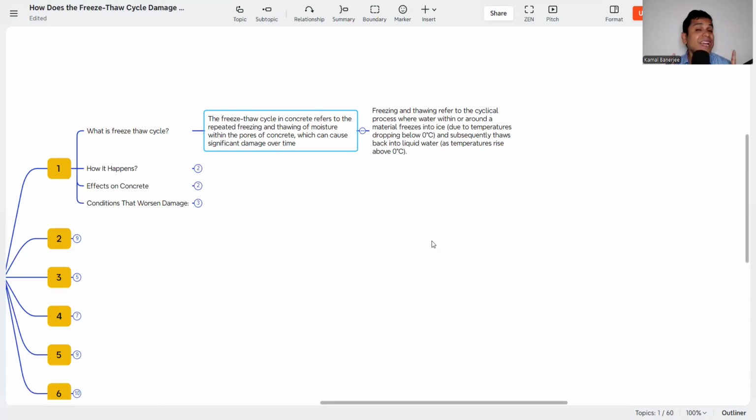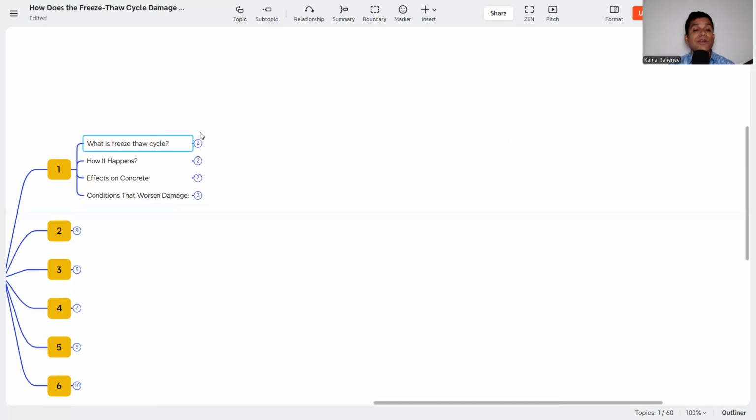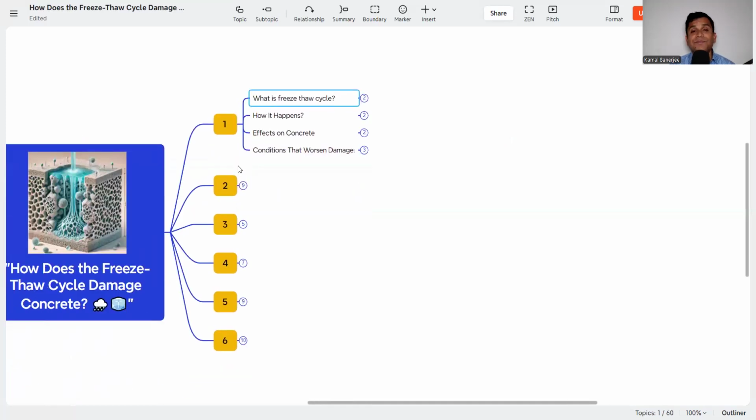Now inside the concrete also, whatever water is in the pores, in a region where the temperature is below 0 degrees centigrade, the freeze-thaw cycle happens because the water becomes ice and again the ice becomes water inside the concrete. This phenomenon is called the freeze-thaw cycle. Now we need to know why it is important to know how it happens. So next is how it happens.